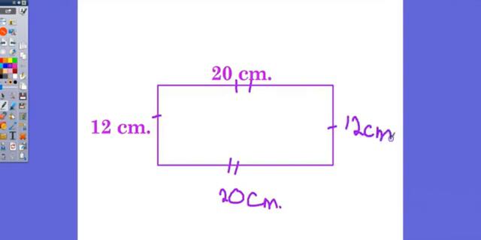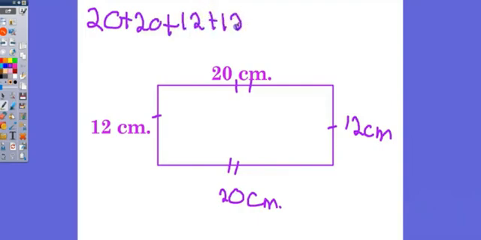To find the perimeter, I'm going to add up all four sides. So I'm going to add up 20 plus 20 plus 12 plus 12. And if I add up 20 plus 20 plus 12 plus 12, I would get a perimeter of 64 centimeters.